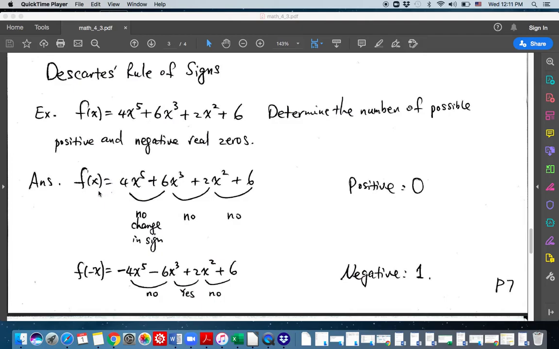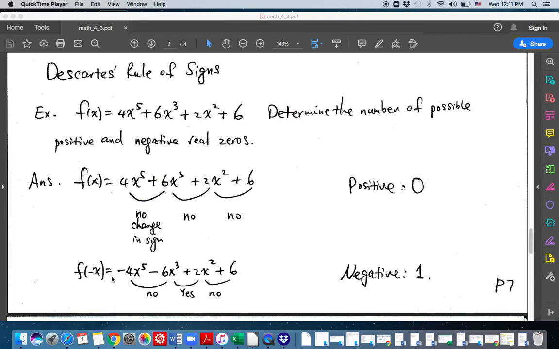So now let's start with counting the sign changes in f of x. Really, the coefficients of all terms are positive. There's no sign change. So by the results from Descartes' rule of signs, there's not going to be any positive real zeros. Now let's check the sign changes for f of negative x.